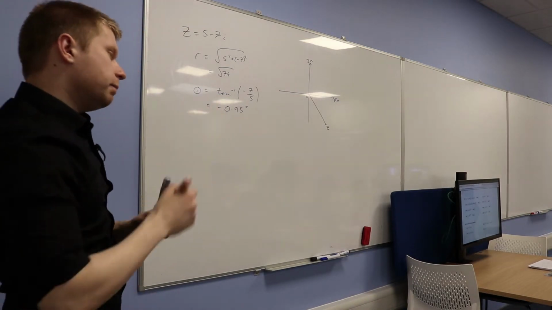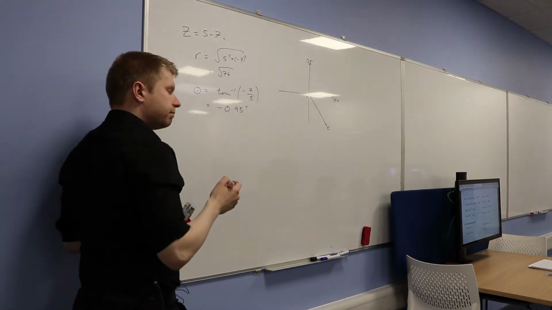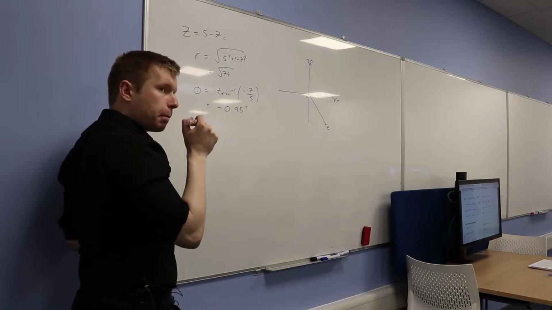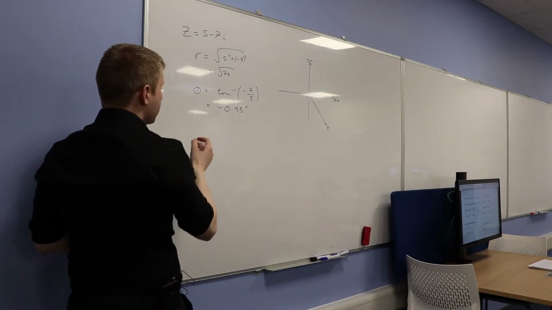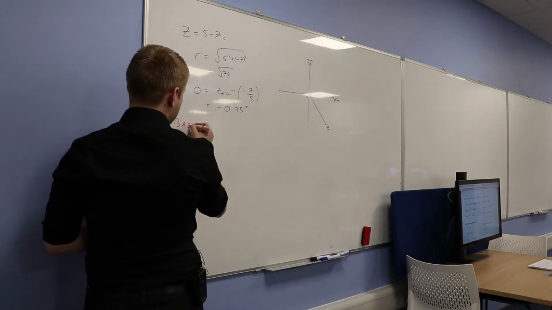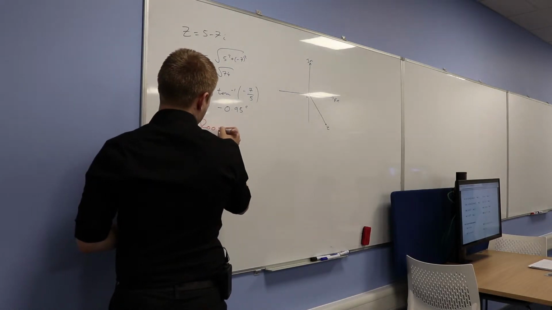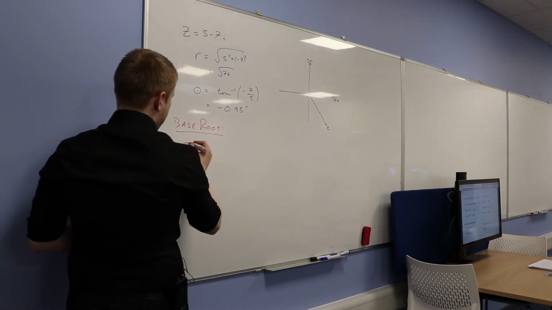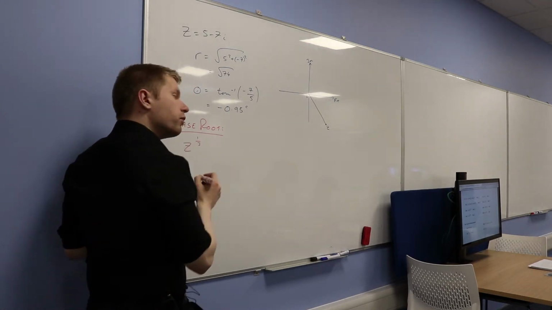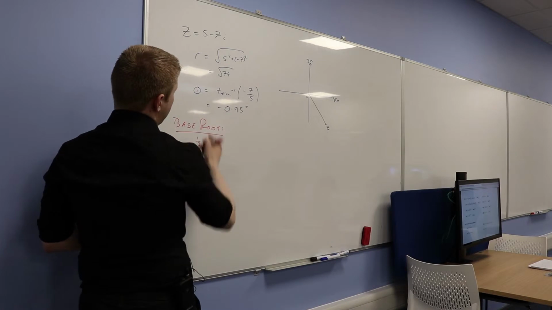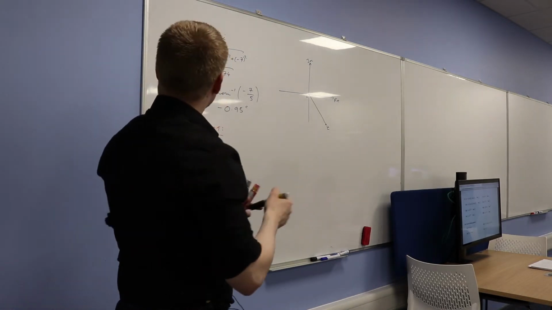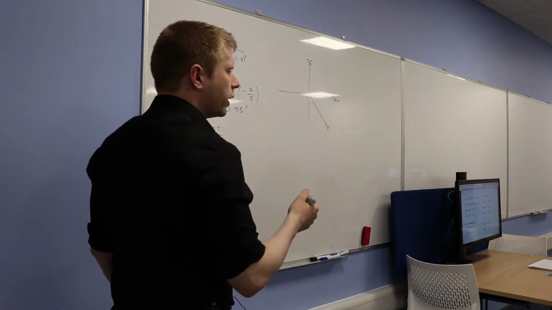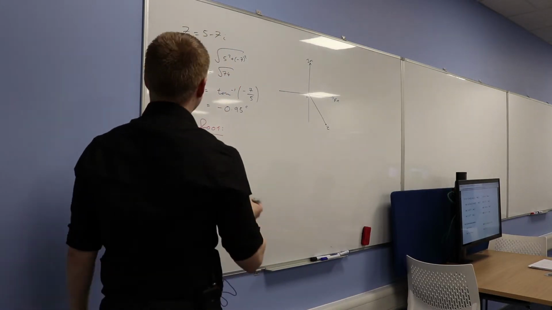So what's my next step if I want to find the cube root of z? One divided by 3. So I need to calculate the base root first, good. To find the base root, I want z to the power of a third, or the cube root of z. I'm going to put this into, what would you prefer, polar form or Euler form? Euler, okay, because it's quicker, it's easier to write.